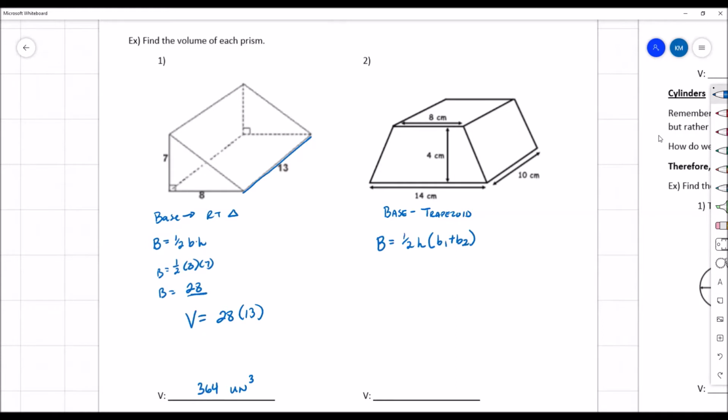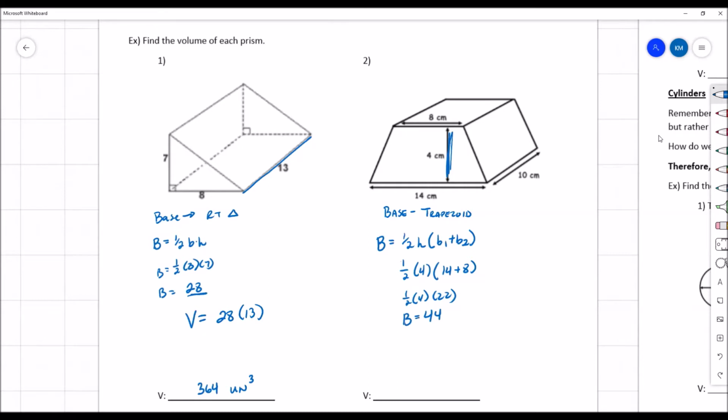Okay, so with this information that they gave us, we can find that the height of our trapezoid is 4. Base 1 is 14. Base 2 is 8, or vice versa. Doesn't really matter. Okay. So we have 1/2 times 4 times 22, which gives us 44. So we found that the area of our base in this case is 44.